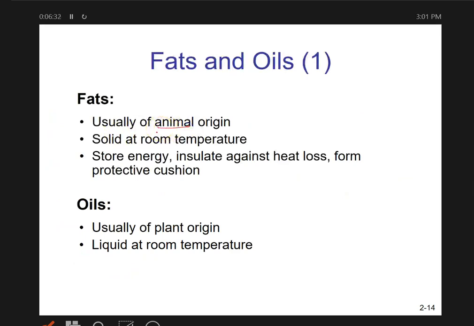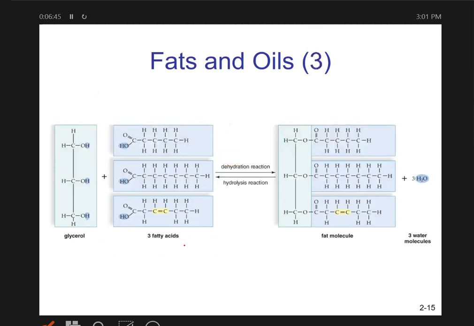Fats are of animal origin. They are solid at room temperature and either store energy or insulate, and of course provide protective cushion. Oils are usually plant origin and they are liquid at room temperature. Here is a typical fat molecule.